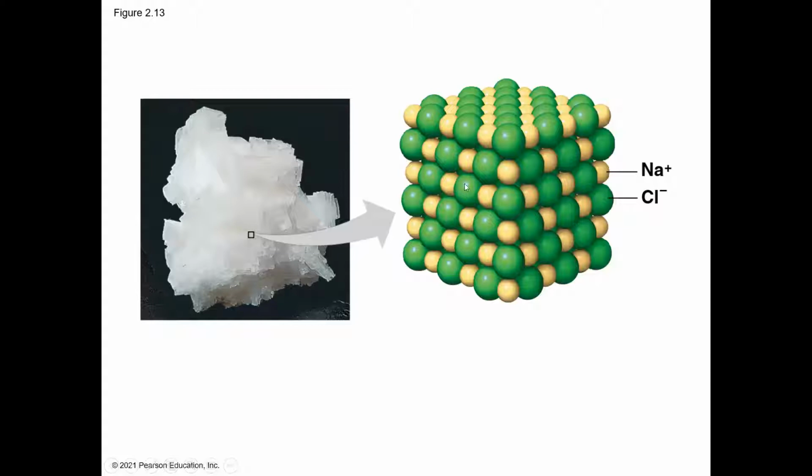So that's how these bonds actually are formed, right? This is a crystal of table salt. And what you can see, positive, negative, positive, negative. They're quite stable in the attraction.